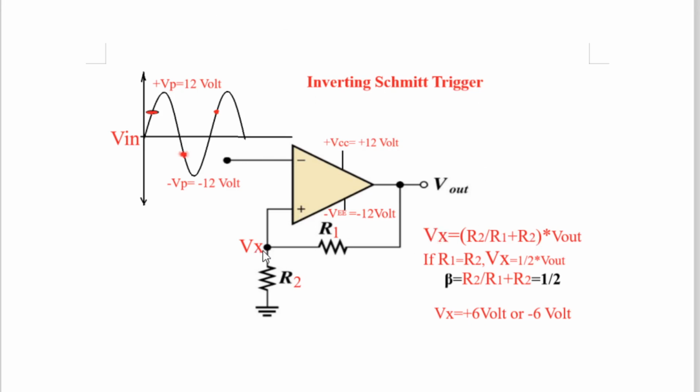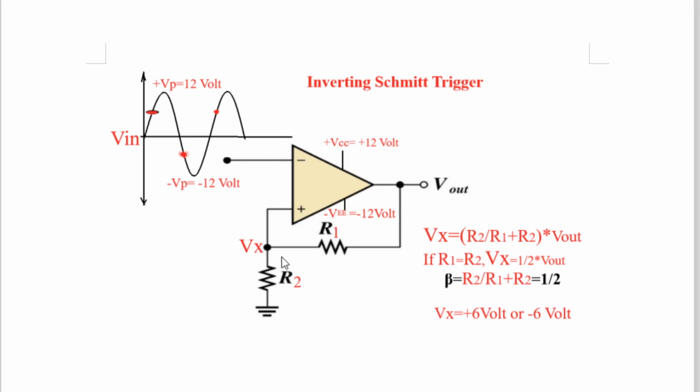Vx, the voltage at point X, equals R2, the lower resistor, divided by R1 plus R2, upper plus lower, into Vout. Here this output voltage of the op amp will work as the power supply for this potential divider circuit. If R1 equals R2, Vx equals half of Vout. Beta is equal to R2 divided by R1 plus R2. Therefore, beta will come to half as long as R1 is equal to R2.